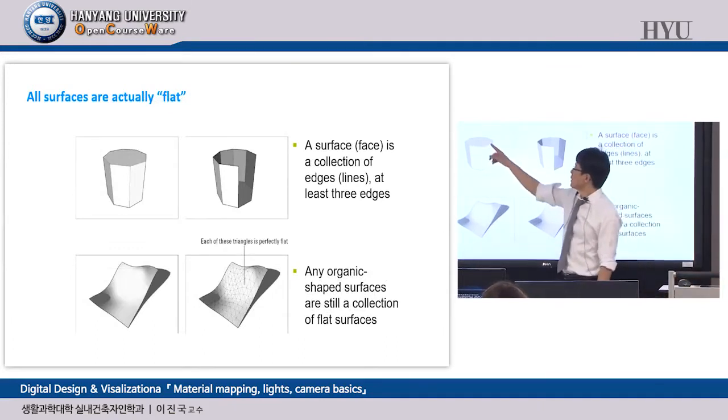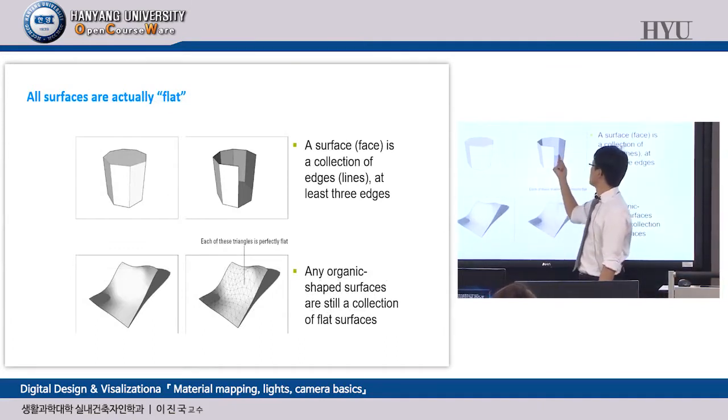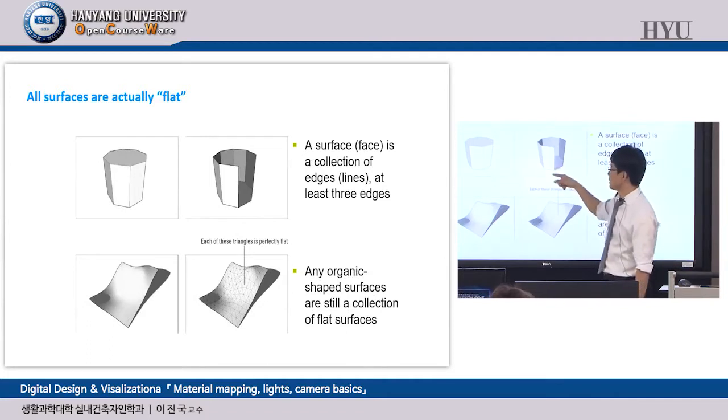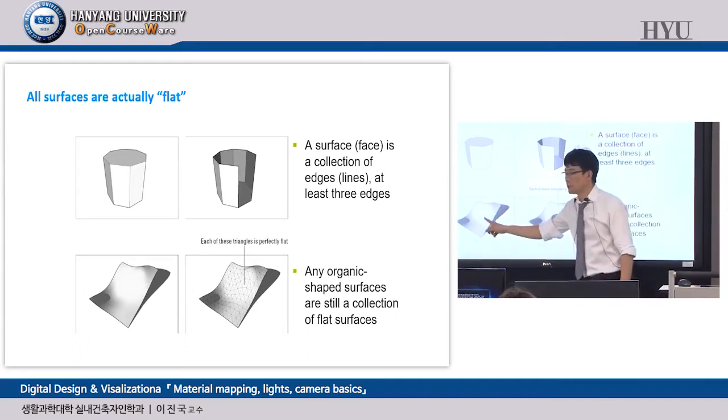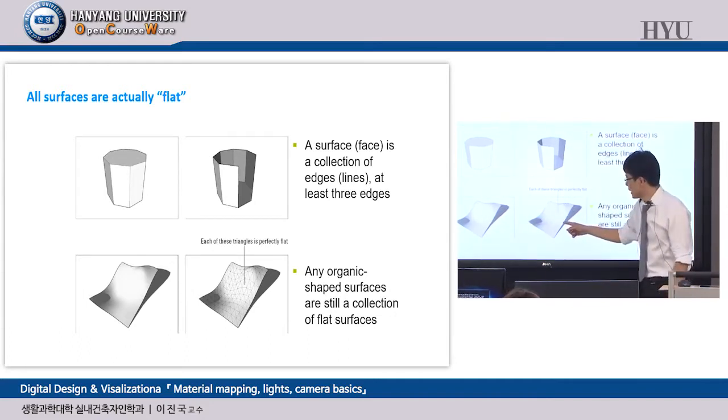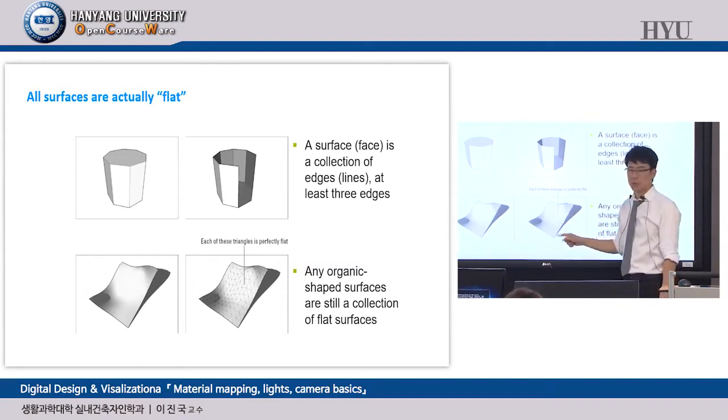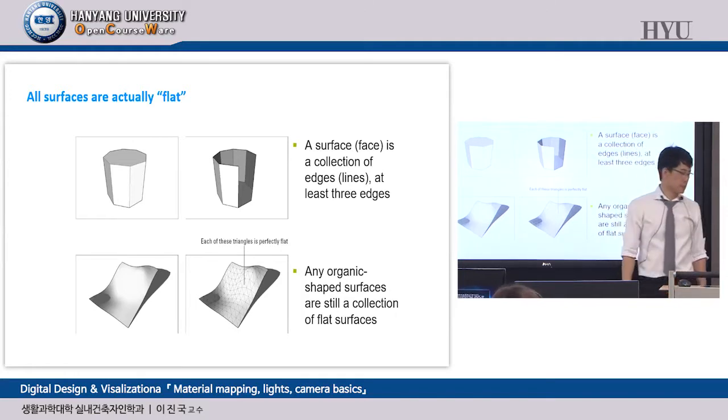Take a look. If you remove this top or one of the surfaces, then you can see the inside is hollow. So this is angled, but what if this is an organic shape? Still it has segments, polygons, triangular shapes. Okay, why triangular shape?